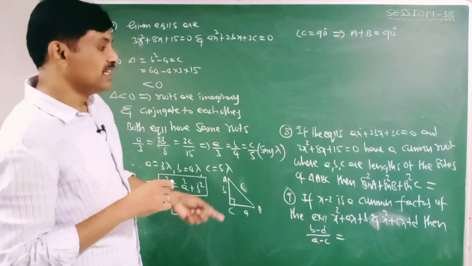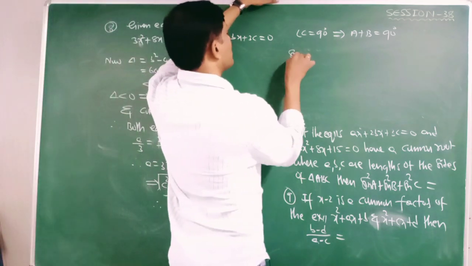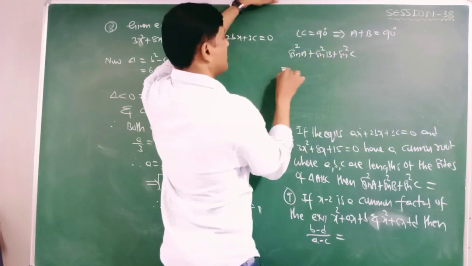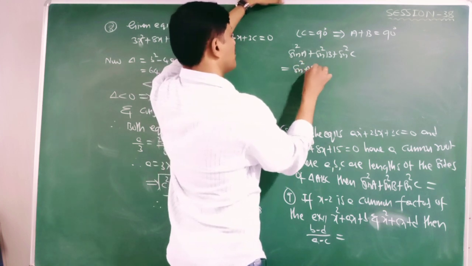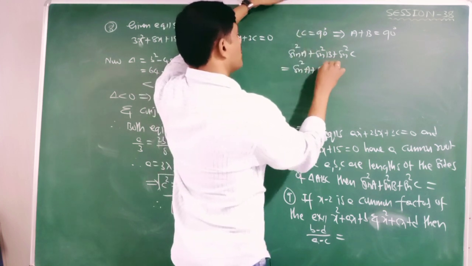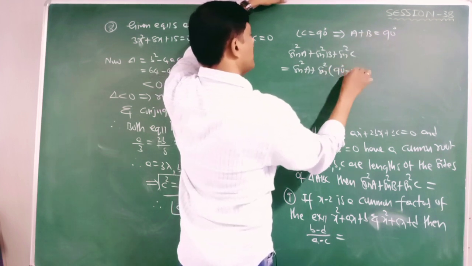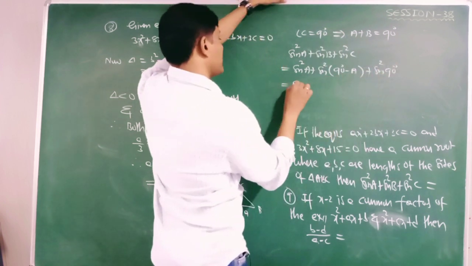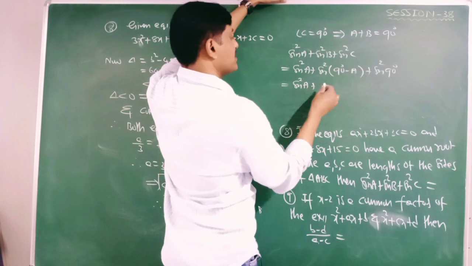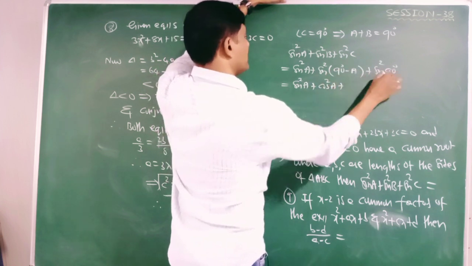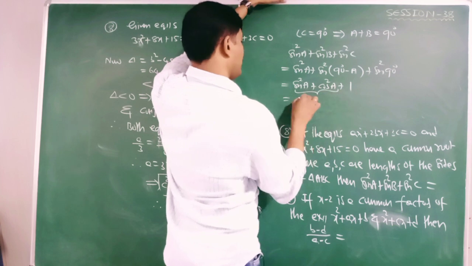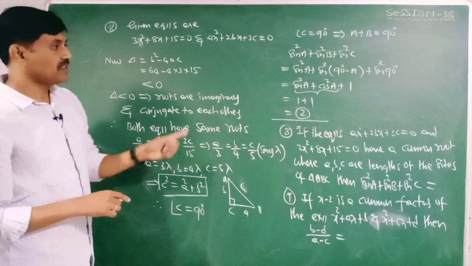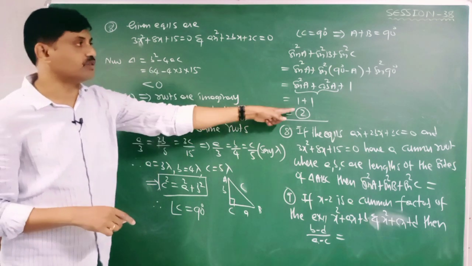Now we have to find the value of sine square A plus sine square B plus sine square C. What is sine square A? We don't know. Sine square A plus sine square B, what is B? 90 minus A. Plus sine square C, C is exactly 90. Now sine square A plus, sine 90 minus theta is cos square A, plus sine 90 is 1. Therefore this answer you know very well, it is our identity. Sine square A plus sine square B plus sine square C is equal to 2.